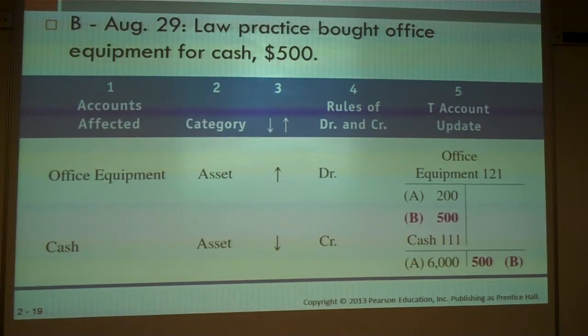Now remember, we won't always do the transactions in the T accounts. Your T accounts get really messy looking because you're going to have lots of transactions. Notice how we labeled it B, and in cash we put the B with the $500 on the credit side. So those transactions match up, those two accounts.